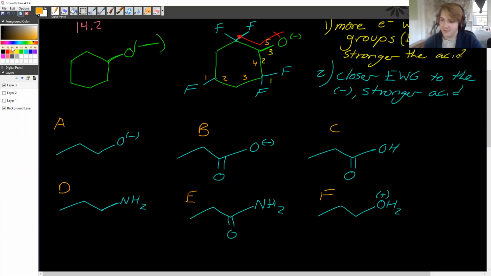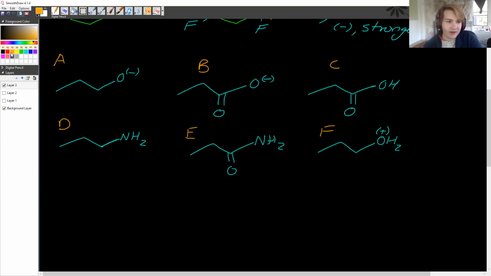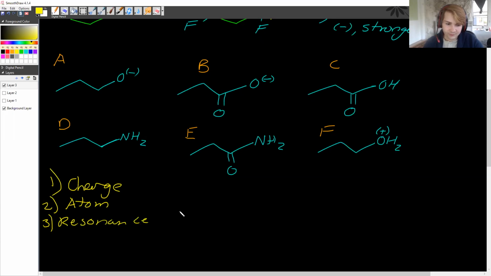Cool. All right. So once again, when we're going through problems like this, just think about what we've been doing so far. So first is charge. Then we're talking about the atom. Then we're talking about resonance. Then we're talking about induction, right? So it's the same thing that we've been talking about so far.